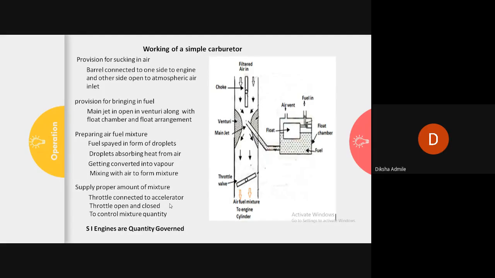Yes. Why are SI engines called quantity governed engines? SI engine ला आपण quantity governed engine असं का म्हणतो? Because they respond to... Come on, you are right. म्हणजे एखादं लोड वाढत असेल तर त्याला ते सपोर्ट करतं. कसं सपोर्ट करतं?